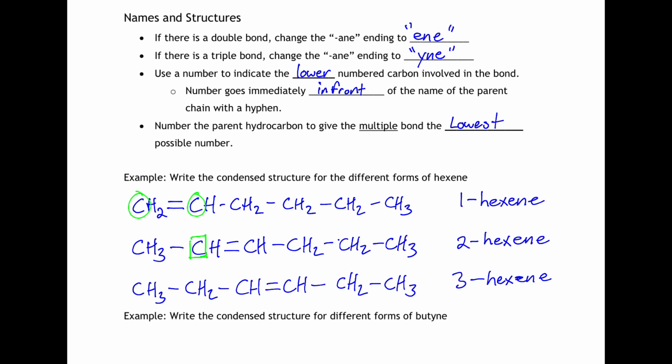And that's going to represent this carbon. It doesn't really matter on which side each of those are. But can I do a 4-hexene? No, a 4-hexene will be basically exactly the same as 2-hexene. So there's no such thing as a 4-hexene.